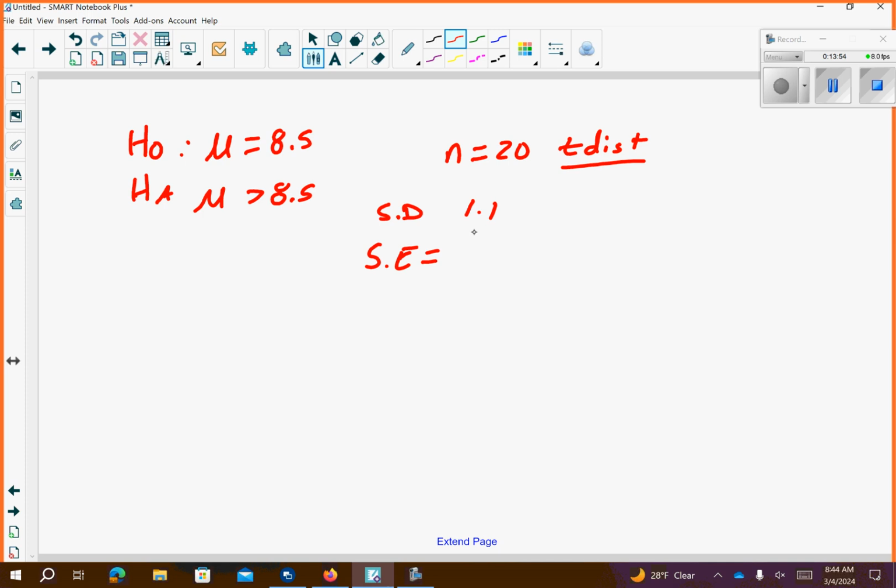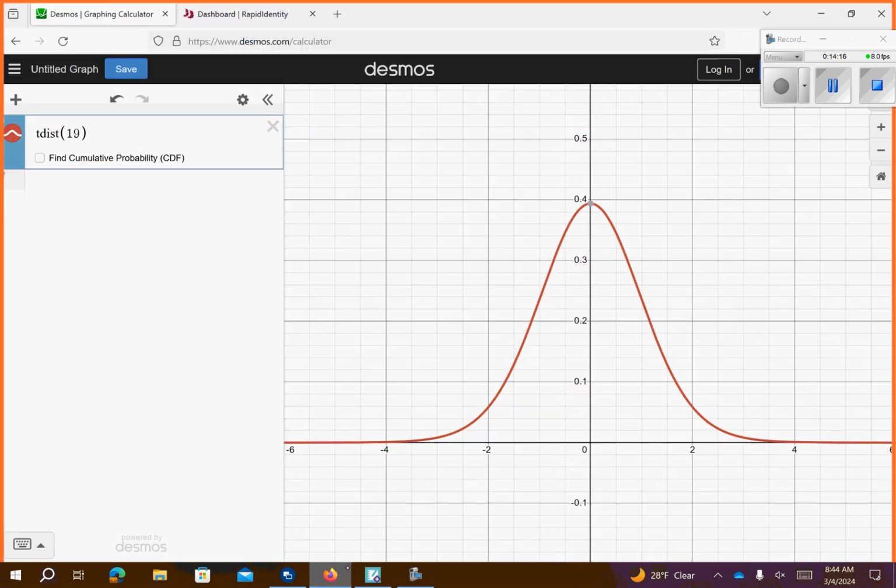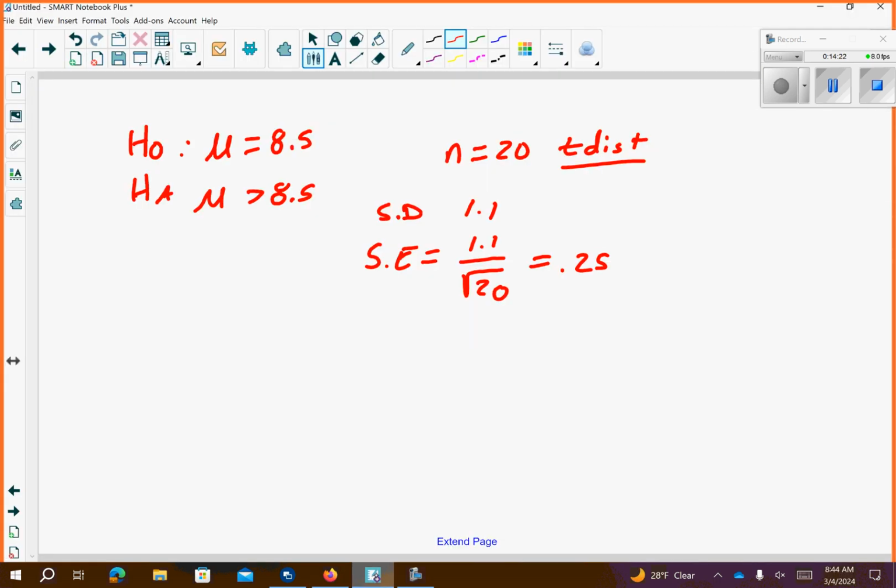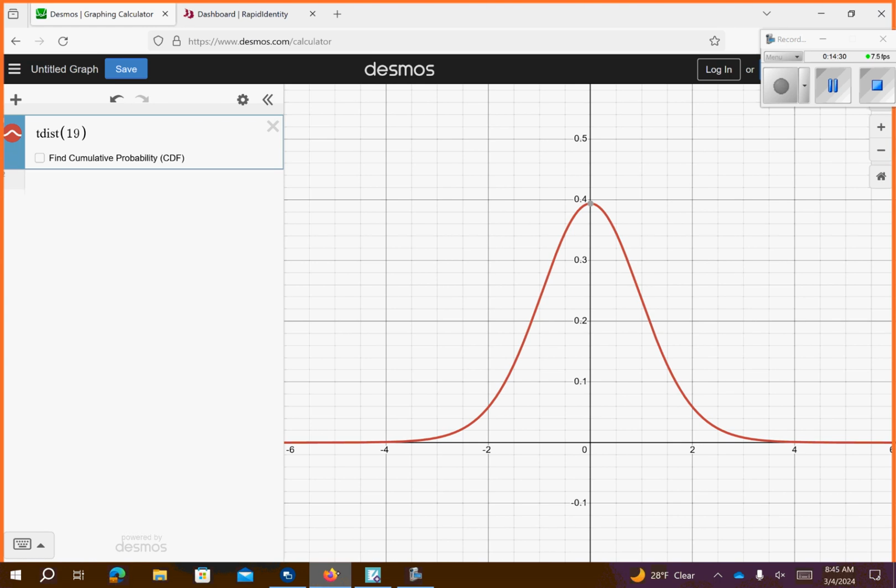I'm sorry we docked it out. I don't know why. So I'm going to go 1.1 divided by the square root of 20. So it comes out to 0.25. All right, so there's our standard error. All right, so let's go back and take a look at this. Okay. Good? All right, so we're going to use the standard error.